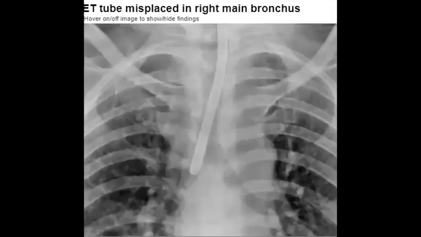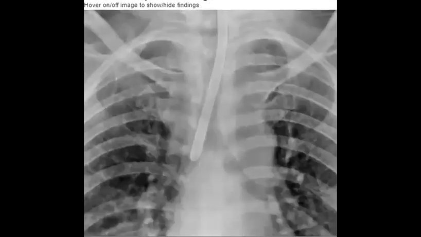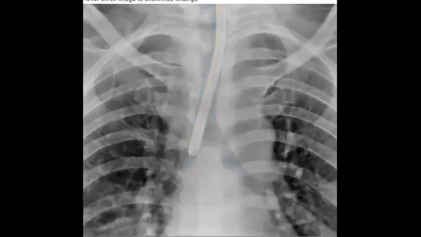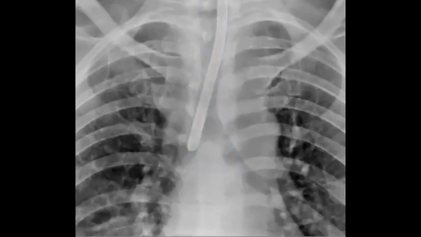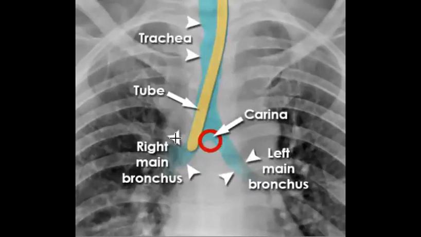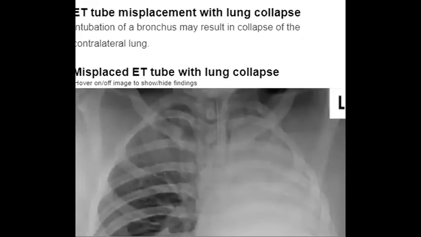Okay, and again here, what happened? Do you like this appearance or no? Low lying. No, perfect. Why? Because again, it is low lying, and it goes into the right main bronchus.